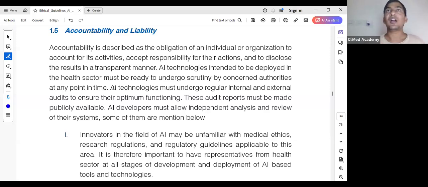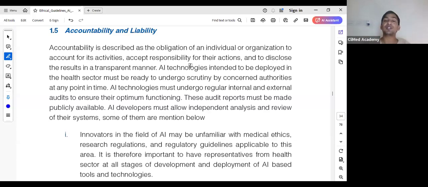Because we cannot blame any algorithm if it makes a mistake. Can we blame any algorithm for unfair and biased selection of a patient? Can we blame the machine? Can we blame the AI for assigning the wrong drug to a person, and the person dies or gets a permanent disability? Is it possible? Not at all. Definitely, AI cannot be held responsible. So there must be accountability and liability.